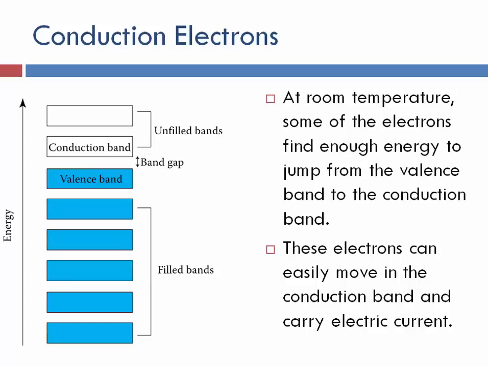Okay, so let's talk about these conduction electrons. At room temperature, some electrons jump from the valence band to the conduction band, and these electrons can then move in the conduction band and they carry electric current. So electrons can jump from the valence band up to the conduction band across this band gap, and when electrons are in the conduction band, they can move and carry electric current.